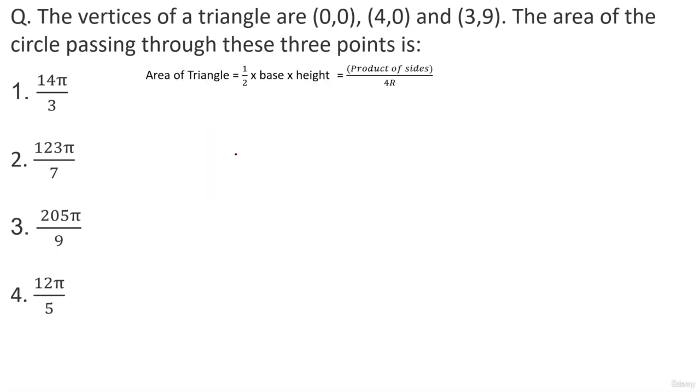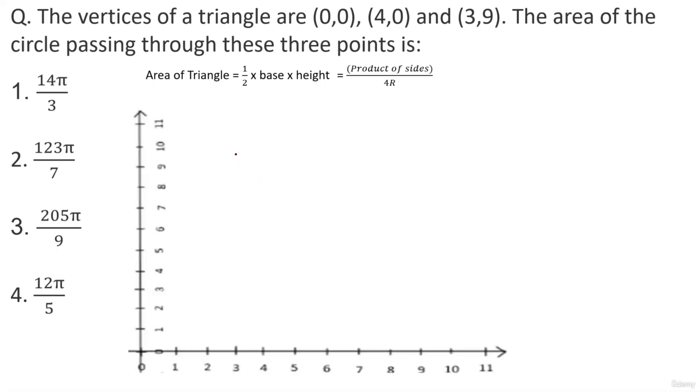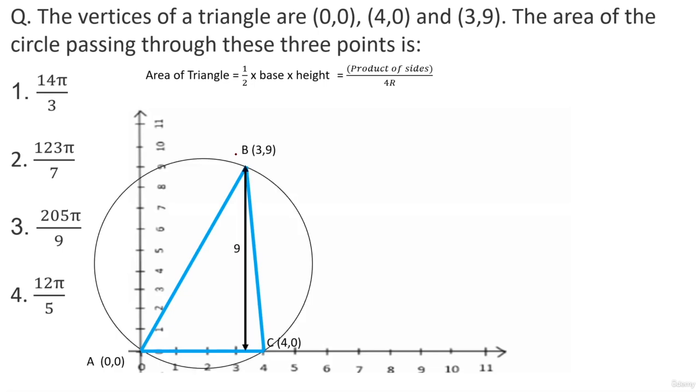So guys, the whole idea here is to calculate the circumradius. How do we do that? It's very simple. We use the concept that area is half base height, which equals the product of sides upon 4 times circumradius. To find the area by half into base into height, we'll plot these points (0,0), (4,0), and (3,9). So the triangle will be something like this. We have solved this question in coordinate geometry before. The base will be equal to 4 units and the height will be equal to 9. You can calculate the area as half into base into height, which is 18.